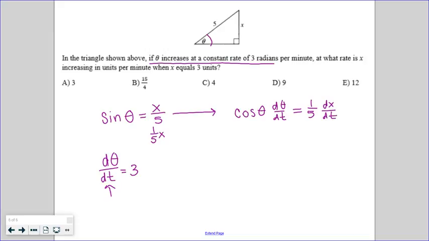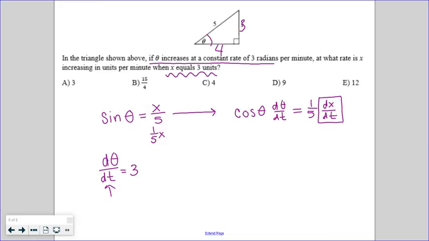Well, at what rate is x increasing? That's what they're asking us to solve for. And they ask us to do this specifically when x equals 3. Now that's the key on this one, when x equals 3. Okay, well, if x is specifically going to be 3, if I draw that in our picture here, I know a little bit more about this triangle. That is a 3, 4, 5 right triangle based on my Pythagorean theorem.